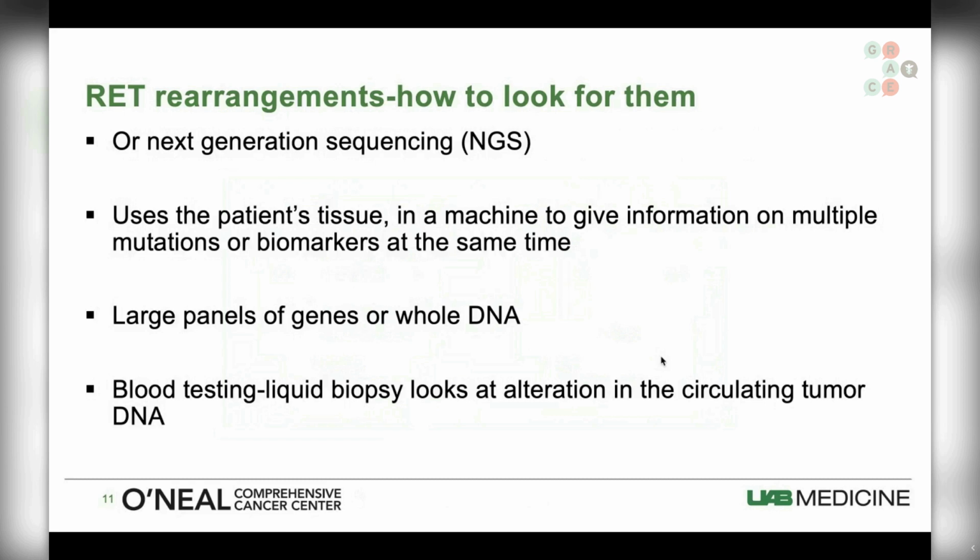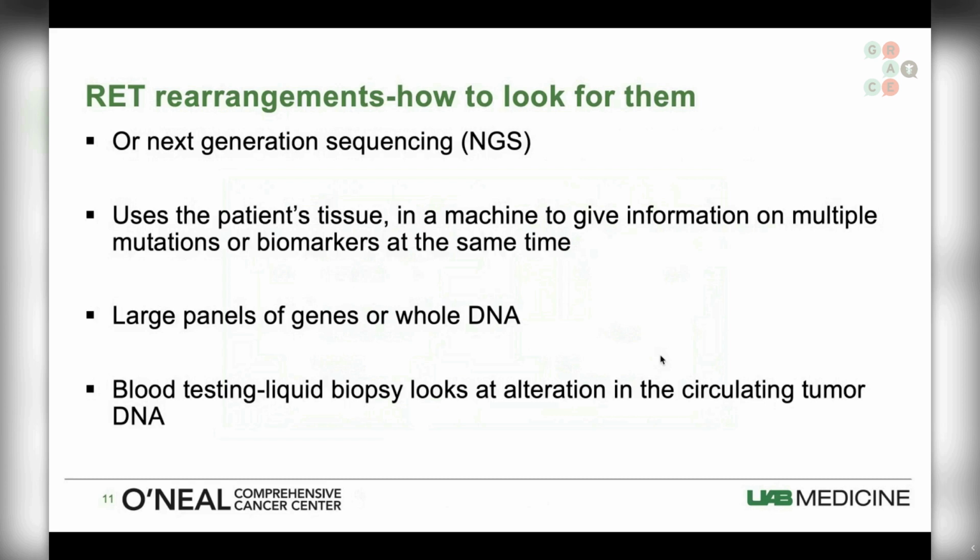The more advanced and the more widely used way to look at rearrangements is what we call next generation sequencing. That usually uses the patient's tissue. We use a machine in order to do this sequencing of the DNA in the tumor cells, and that gives us information on multiple mutations or biomarkers at the same time. Often we use this to look at large panels of genes, and sometimes we can even look at the whole DNA inside that tumor cell.